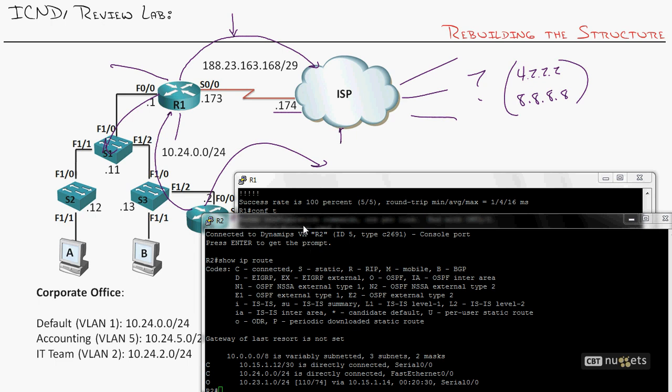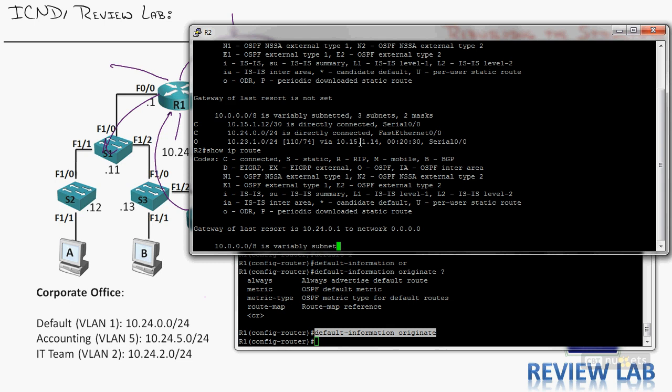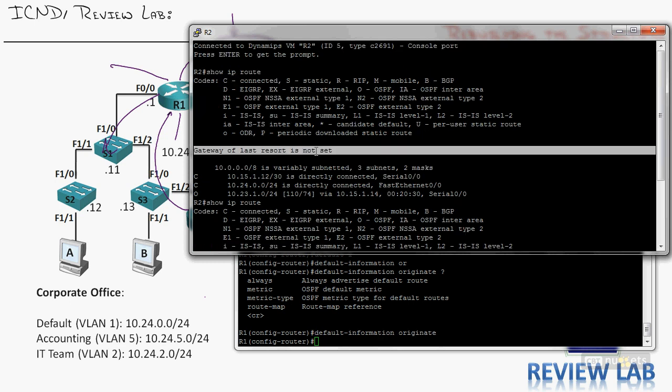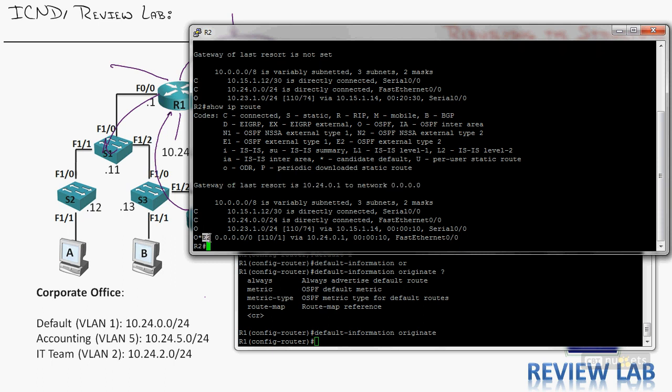So now, after typing that command on router 1, I should be able to go to router 2 and just hit the up arrow. And now see, look at that. We've got a default gateway now set where it wasn't before we did that command. The default gateway is now set, and it's showing as an external type 2 route.